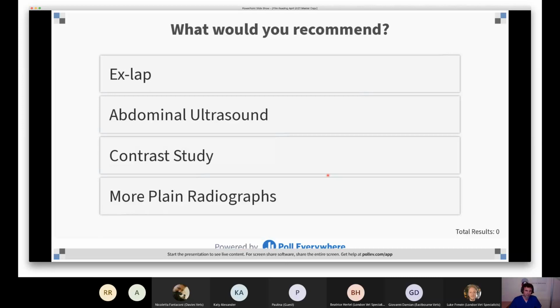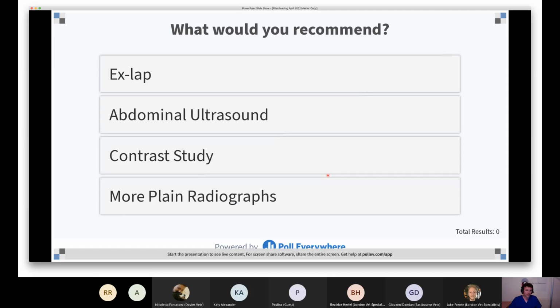So we could potentially do an abdominal ultrasound, but there are some other options available to us if we were a little more convinced than Nicoletta that this patient has a foreign body within the stomach, or potentially a gastric outflow obstruction. Then we might think about going straight for XLAP. We could do a contrast study. If we've got some barium lying around that needs using up, or if we have a particular passion for contrast studies, then that would certainly be an option. Or we could just take some more plain radiographs.